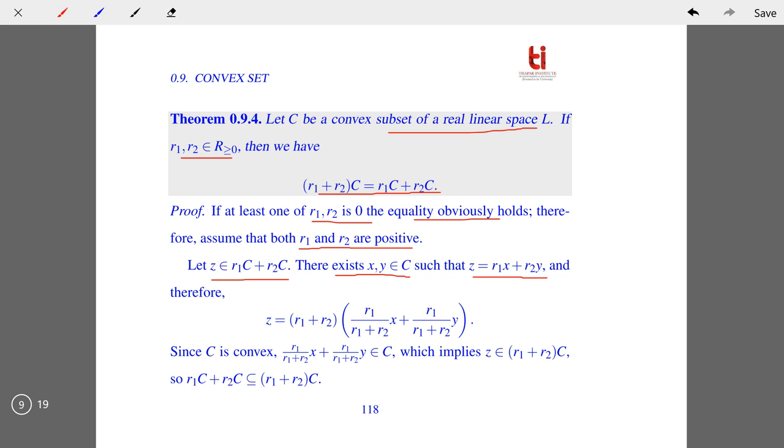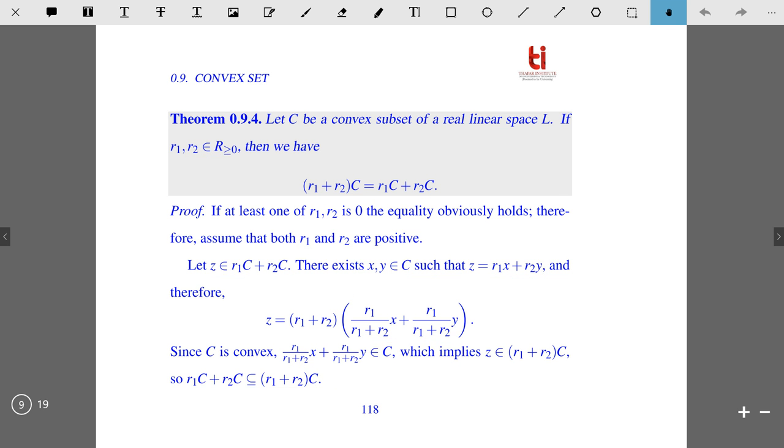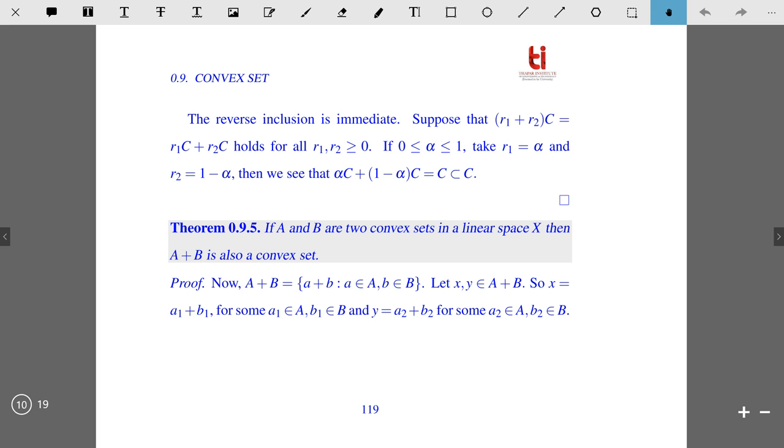So therefore Z is equal to (R1 plus R2) times [R1 over (R1 plus R2) into X plus R2 over (R1 plus R2) into Y]. Since C is convex, R1 over (R1 plus R2) X plus R2 over (R1 plus R2) Y belongs to C, which implies that Z belongs to (R1 plus R2) C. So we get that R1 C plus R2 C is a subset of (R1 plus R2) C. The reverse inclusion is immediate.